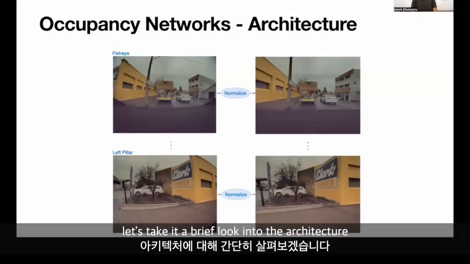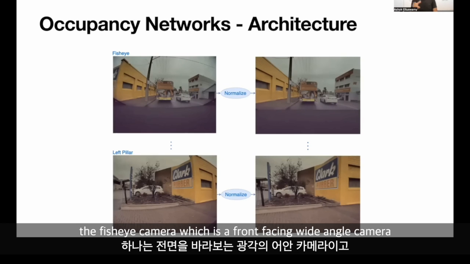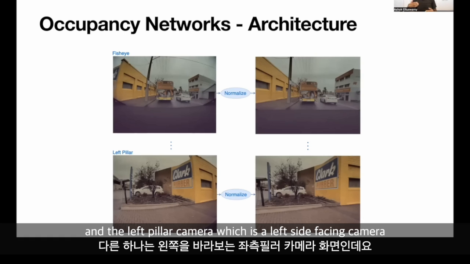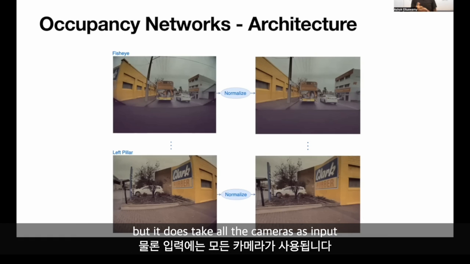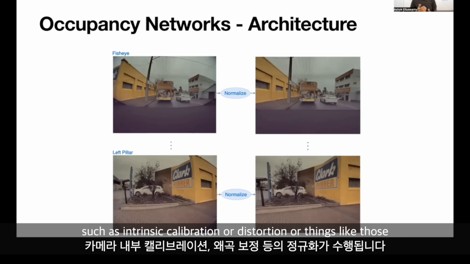Let's take a brief look into the architecture. Here I've shown a couple of camera streams: the fisheye camera, which is a front-facing wide-angle camera, and the left pillar camera, which is a left side-facing camera. But it does take all the cameras as input. We first normalize to remove any vehicle-specific configuration, such as intrinsic calibration or distortion.